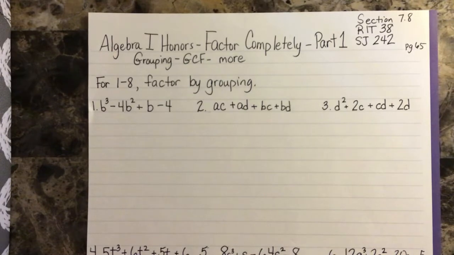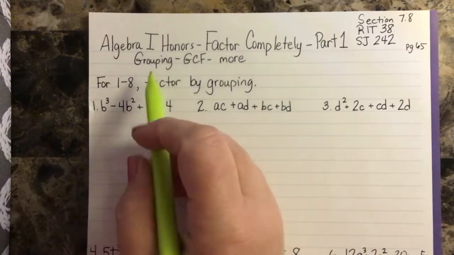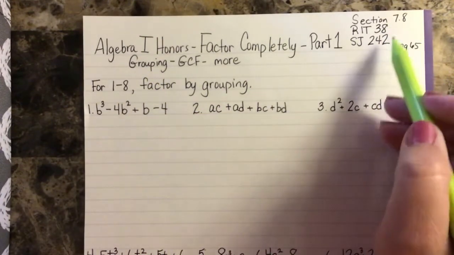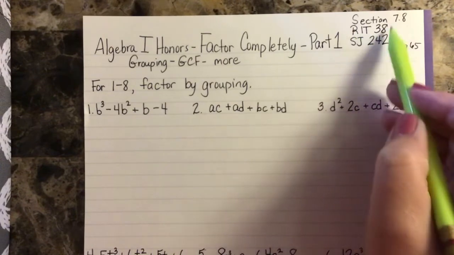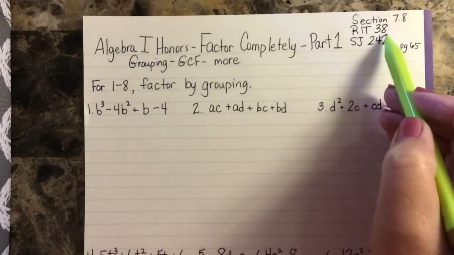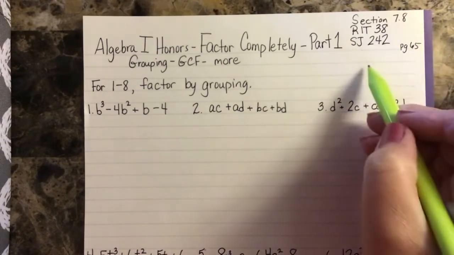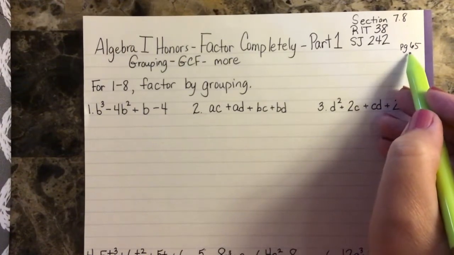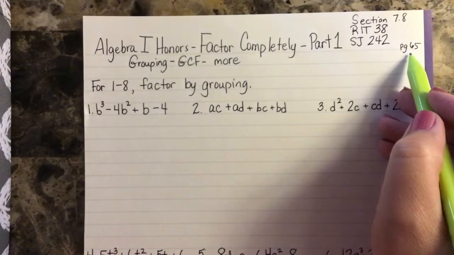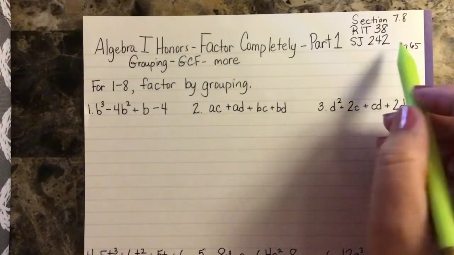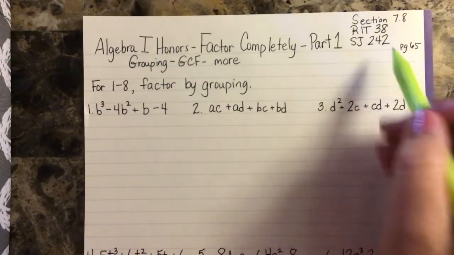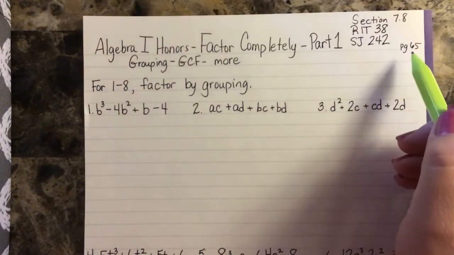Today I'd like to do a lesson on factoring completely for my Algebra 1 Honors class. This is section 7.8 in the book. For the year 2020, this is Reimagine Time Day 38 assignment. Student Journal, page 242, and it's page 65 in our notebook. If you do not have Student Journal page 242, then you are welcome to just do this on a piece of paper and then put this in your notebook.